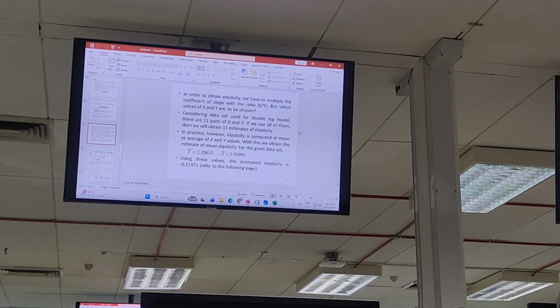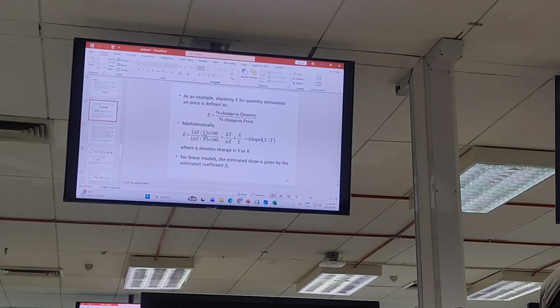So in order to obtain elasticity, we have to multiply the slope coefficient by the ratio x over y, but which value of x and y are to be chosen? If you use the Lovelock model, you don't have this problem. But from the definition of elasticity, we have this formula, so you can get the slope from the linear model, but you have to multiply by x over y. But which x over y?